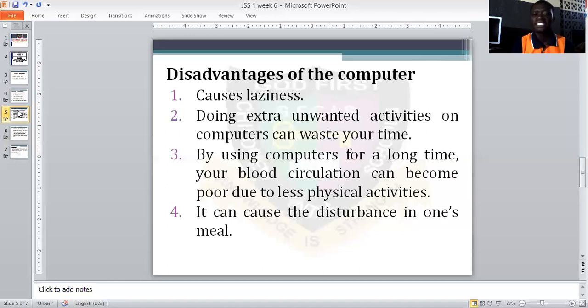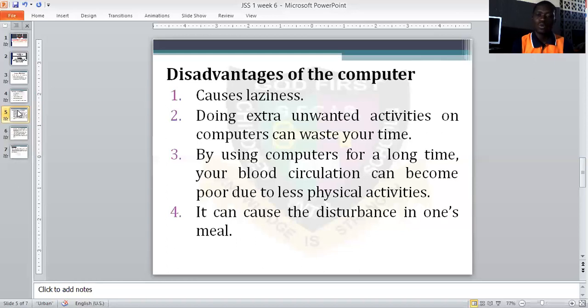Then another disadvantage is that by using the computer for a long time, your blood circulation can become poor due to less physical activities. What we are trying to say in essence is you don't sit down with the computer for a long period of time. When you sit with the computer for a long period of time, there might be low blood circulation in your body because of the less physical activities you are participating in.